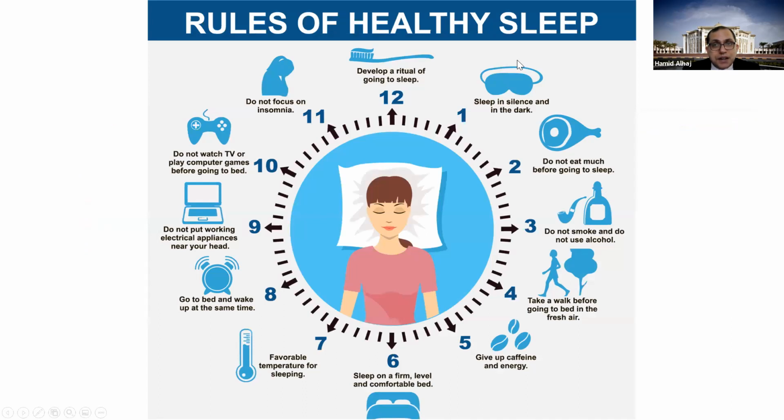So just to summarize some of the advice for sleep hygiene, try to have a ritual of going to sleep. Sleep in a dark room, in silence. The bed needs to be comfortable. The bedroom needs to be well ventilated, so not too hot, not too cold. Don't eat before going to sleep. So try at least to keep a minimum of 3 hours between the last meal and your bedtime. Don't smoke. Don't drink alcohol.